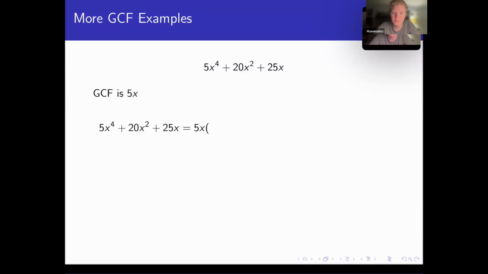From here, we take out 5x and divide every term by 5x. 5 over 5 is just 1. x to the fourth over x is x cubed.